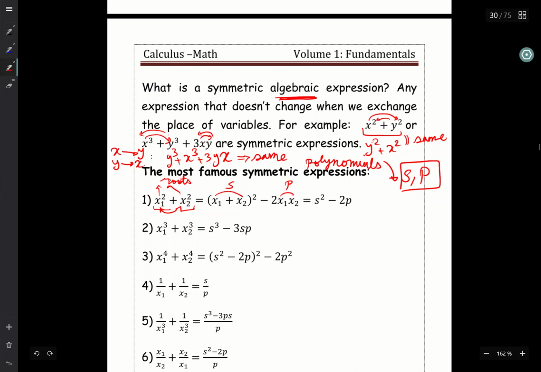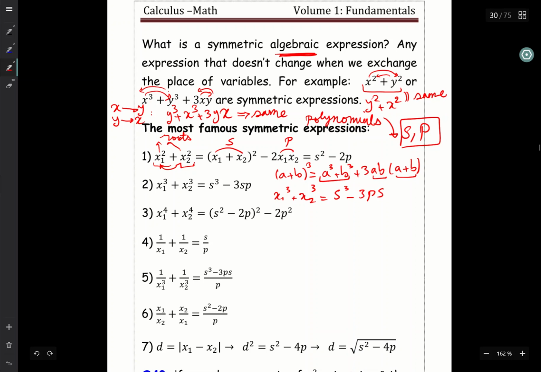x1 cubed plus x2 cubed. Remember this identity: (a plus b) cubed is a cubed plus b cubed plus 3ab(a plus b). Therefore, x1 cubed plus x2 cubed is (x1 plus x2) cubed, which is s cubed, minus 3 times the product of the roots p times s. So s cubed minus 3sp.